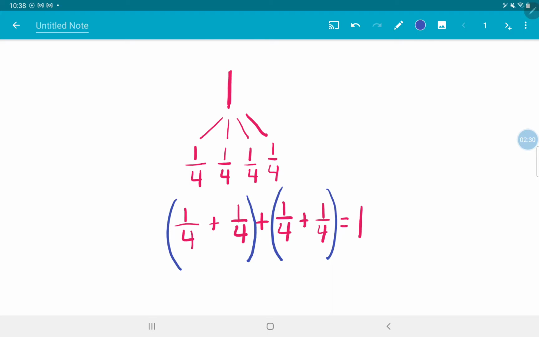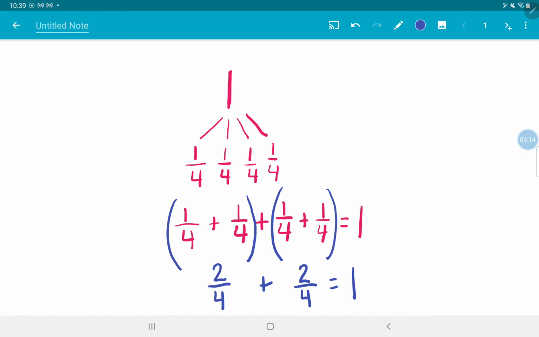What if I did this? I put parentheses around these groups. How could I rewrite that equation to show what's been grouped? What's it going to be, Christopher? 2/4. Yeah, in the first set of parentheses, 1/4 plus 1/4 is 2/4. In the second set of parentheses, I have another 2/4. So I could rewrite that as 2/4 plus 2/4. And that still is equal to 1 whole. Does that represent the same thing?